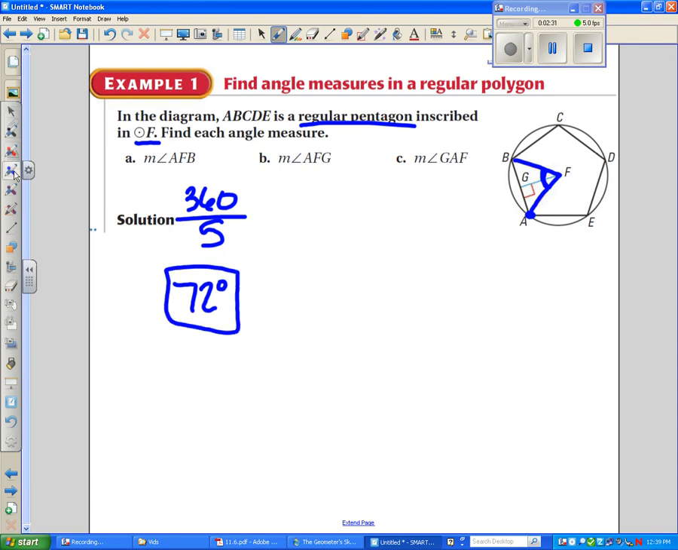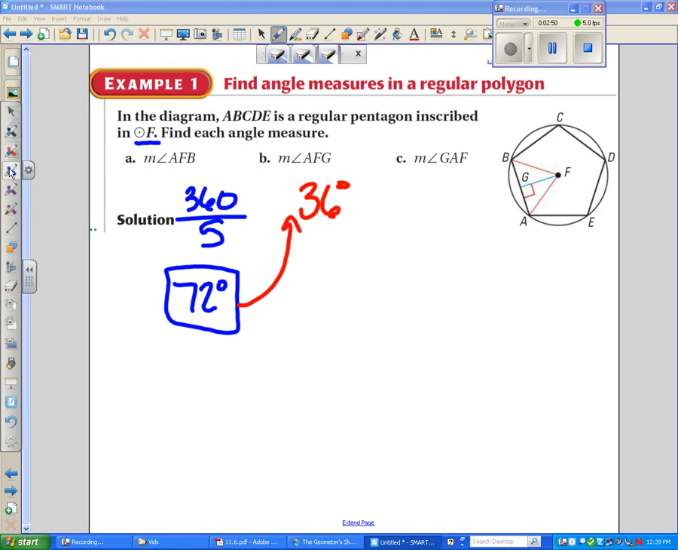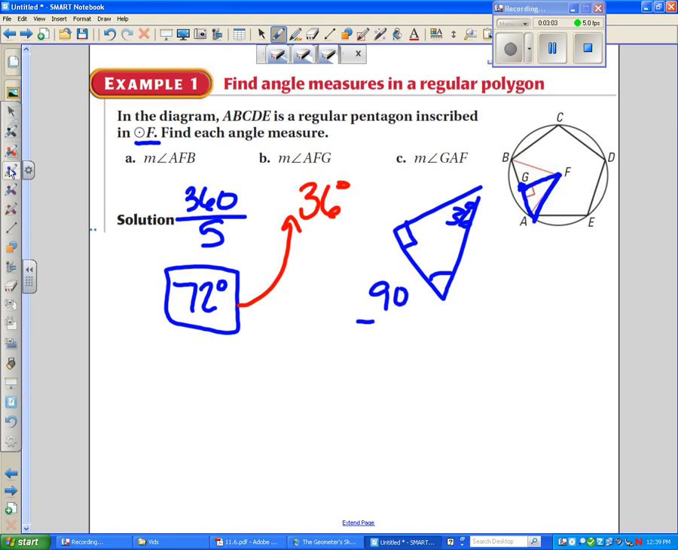All right, then we have AFG. Let me clean up my drawing. AFG. This angle is half of the central angle. So if this is the angle, half the central angle is 36 degrees. Then we're looking for GAF. Notice that's part of a right triangle with 36. We have 90 degrees, we have 36, and we have some angle over here. Well, that's just 90 minus 36, which is 54.